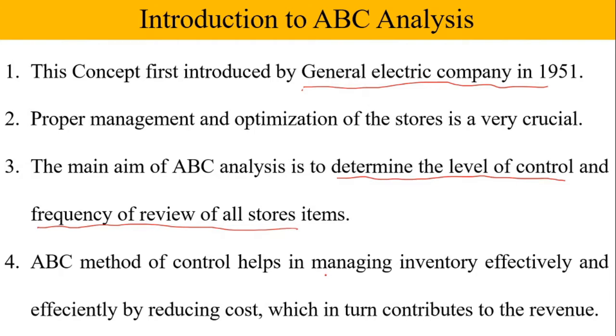These are the two main objectives of the ABC analysis, and this ABC method of control helps in managing the inventory effectively and efficiently by reducing cost, and this leads to increasing revenue. That means finally this is very helpful to the management to improve the performance of the organization by controlling the material cost, through effective and efficient management of inventory, thereby reducing the cost and increasing the revenue.